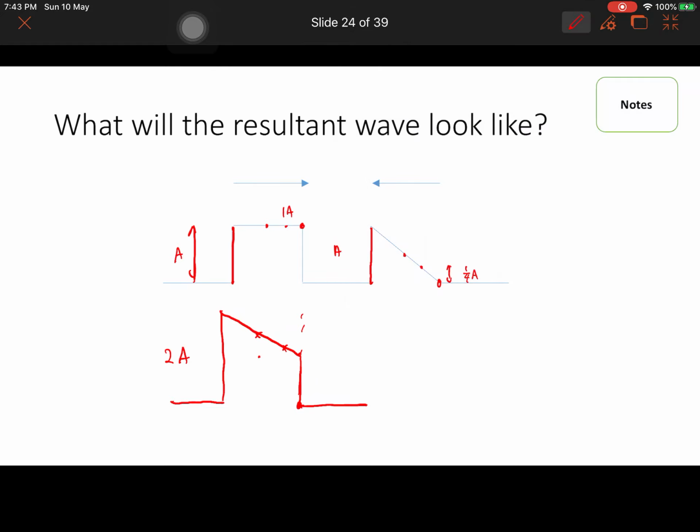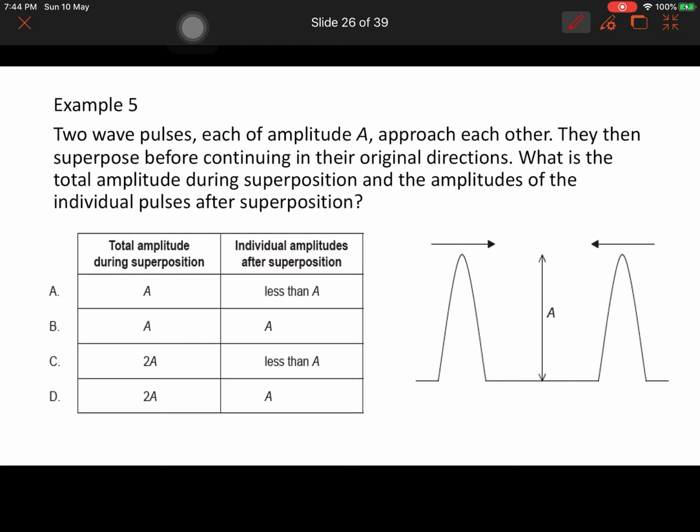Okay, so over here, let me delete that. You can always add this point here also and this point here. So this is 1A. Over here would be 3/4 A. So 1 plus 3/4 A, 1 and 3/4 A. So somewhere here. So this is how your resultant wave will look like.